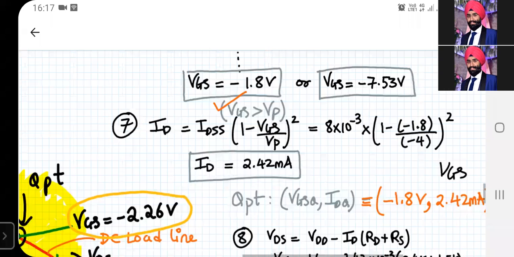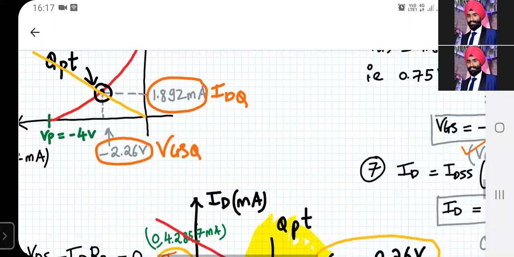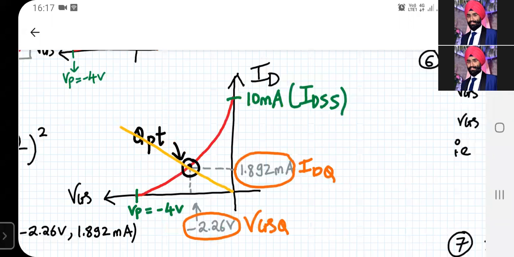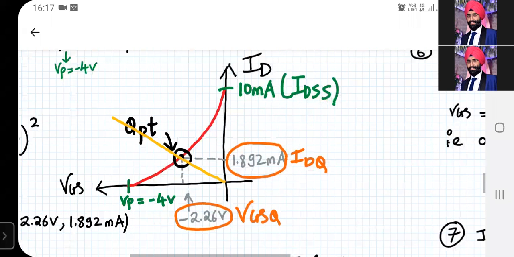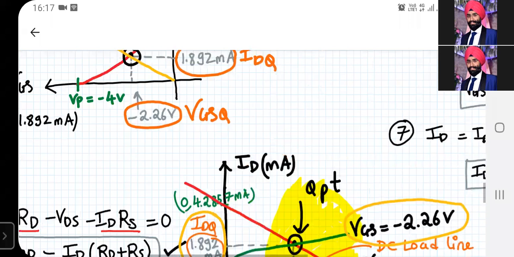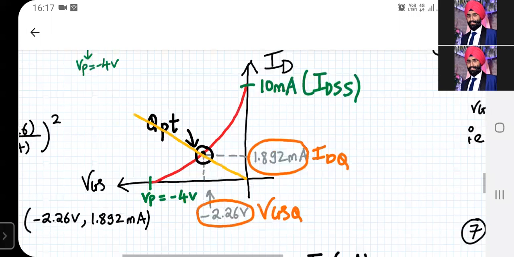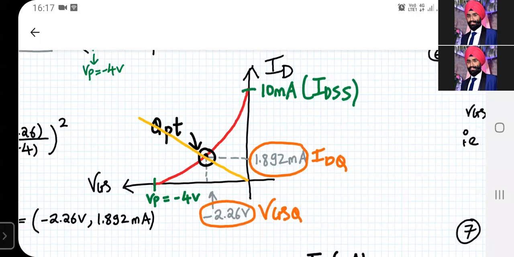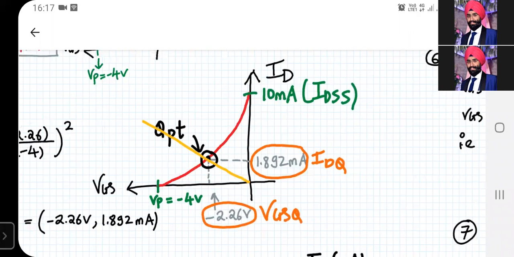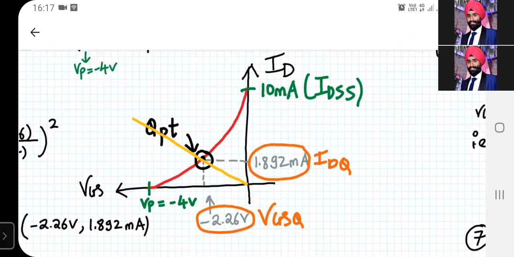See, Q point means that it will determine the current. It will set the current and the particular voltage, that is IDQ or VGSQ, or we can say VDSQ or IDQ, such that your transistor works in the saturation region. So over here, I have just plotted what we have seen before. The Q point is on the transfer curve, and the yellow line is my DC load line.